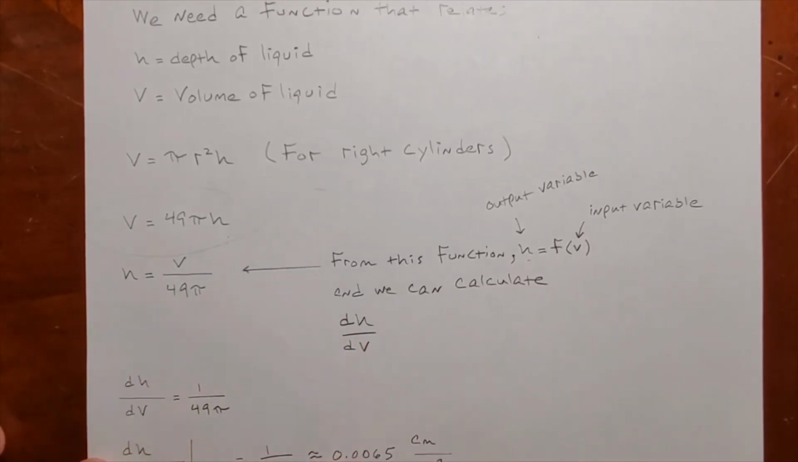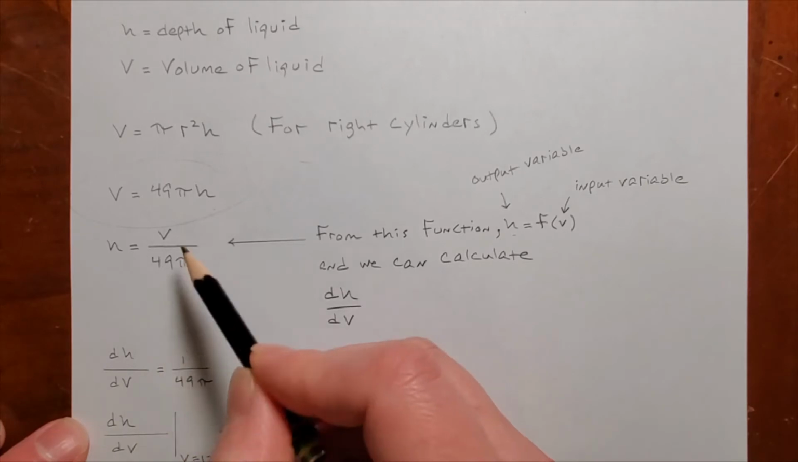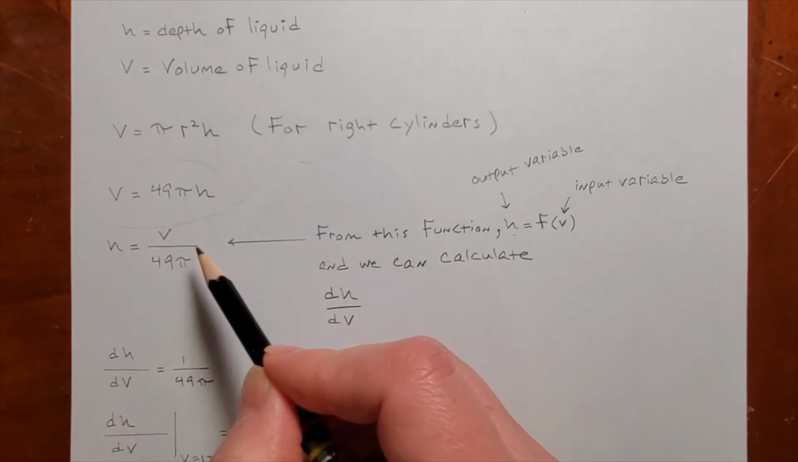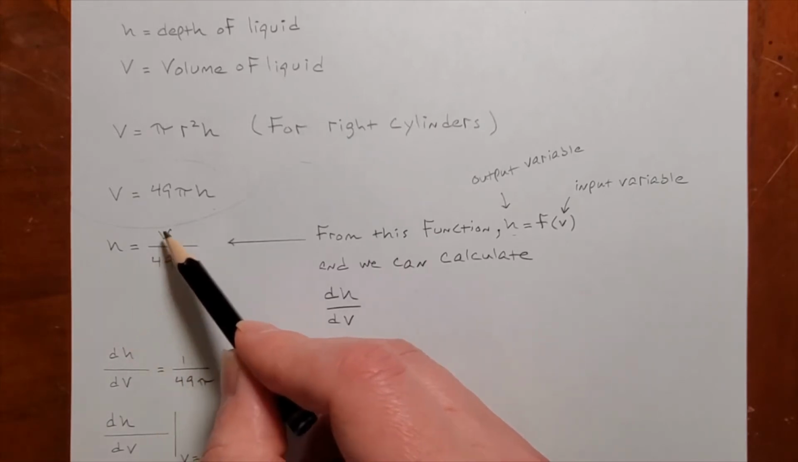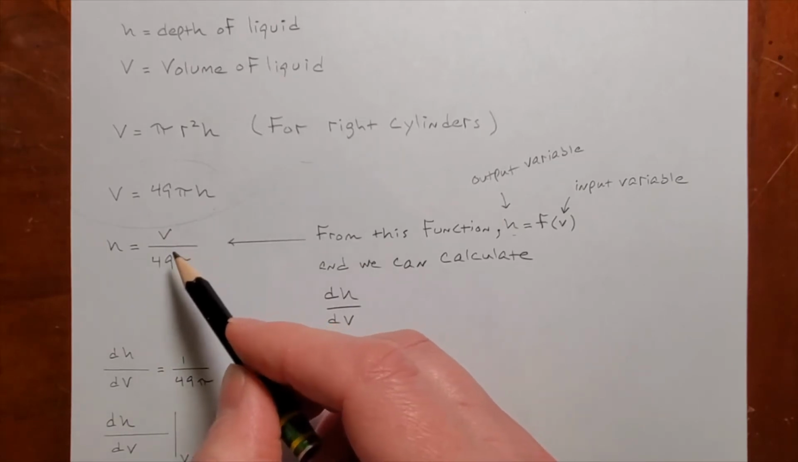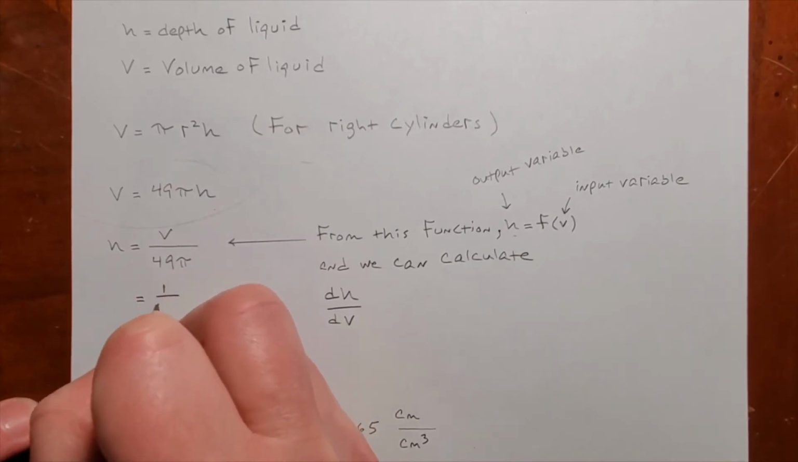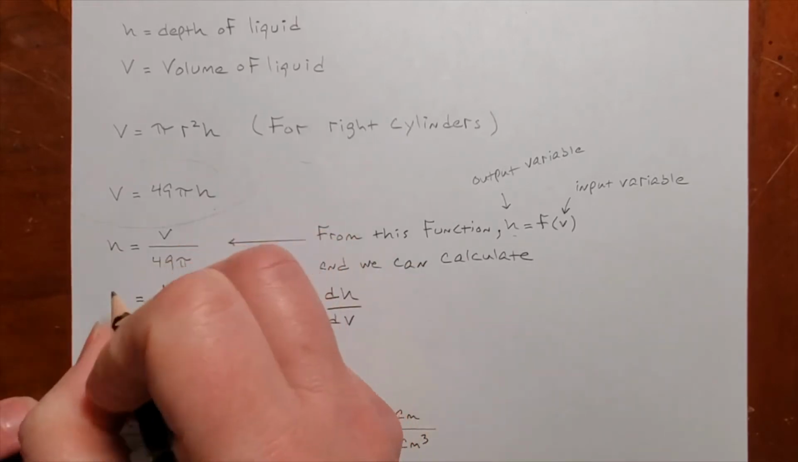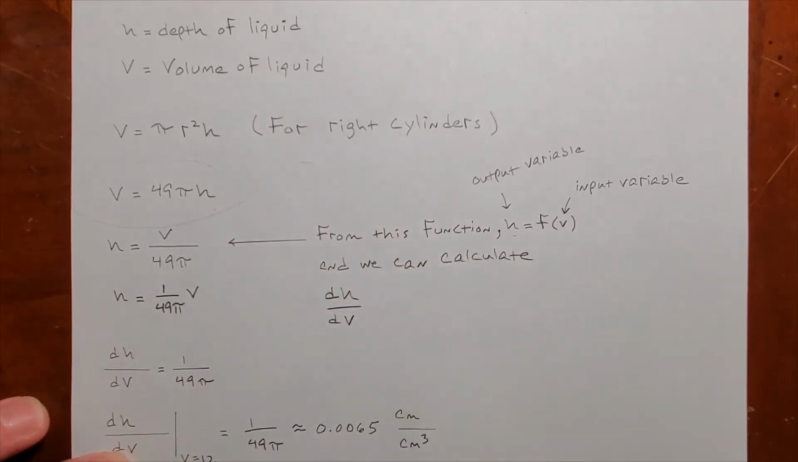So I'll get this. And then to find dh dv, we look at this formula and we use whichever rules are appropriate and find the derivative of it. So what rule would you use if you had h is v over 49 pi? Well, I hope that you wouldn't use the quotient rule. I think a lot of people actually would, though. But let me again say that I'll deconstruct this. This is h equals the number 1 over 49 pi times the variable v.